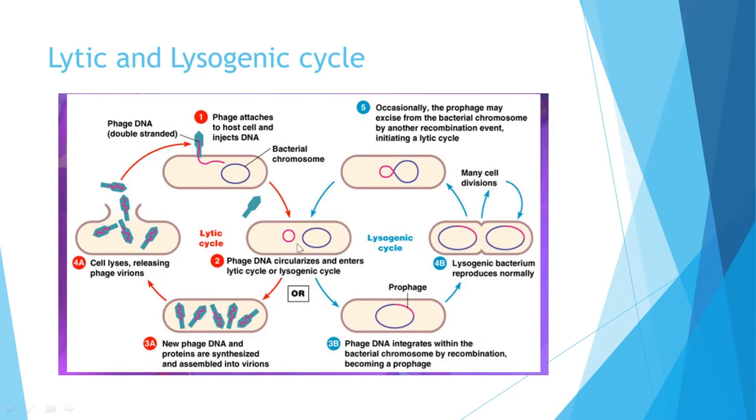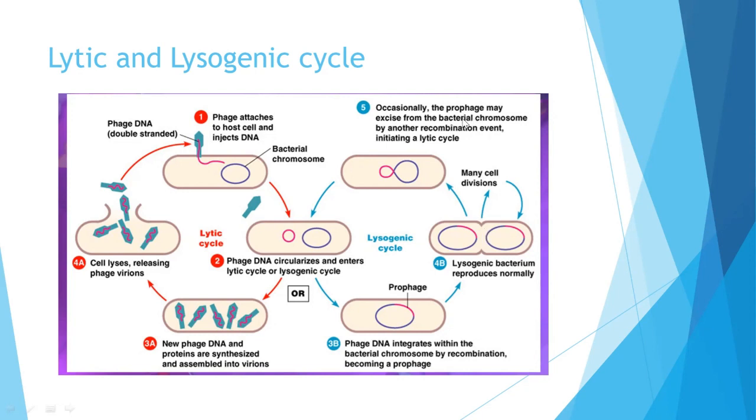Whereas after the phage DNA circularizes and enters the lysogenic cycle, the phage DNA integrates within the bacterial chromosome by recombination. So it can infect the bacterial chromosome by becoming a prophage. When these cells divide, the lysogenic bacterium reproduces normally because of the integration of the viral DNA, and there are many cell divisions occurring.